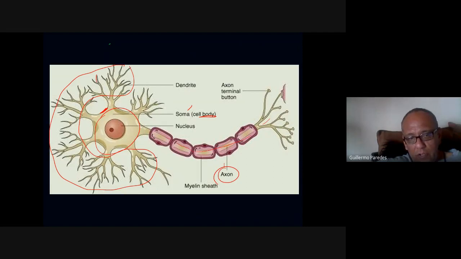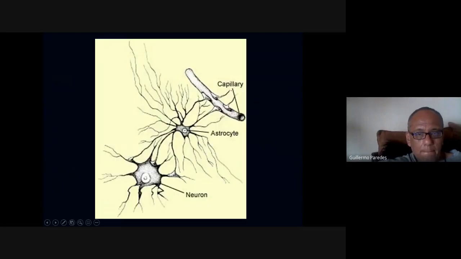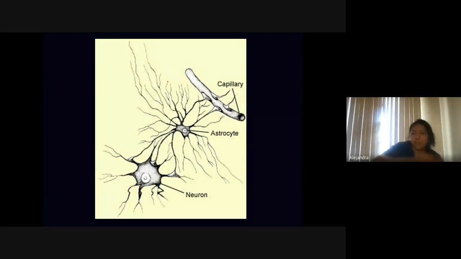Then we have the axon. The axon is the continuation of the cell membrane and the cytoplasm. And they are going to end in the terminal axon, which is going to connect to another nerve cell. So the conclusion here: the components of the nerve cell are the body or soma, dendrites, axon, and terminal axon. You okay?